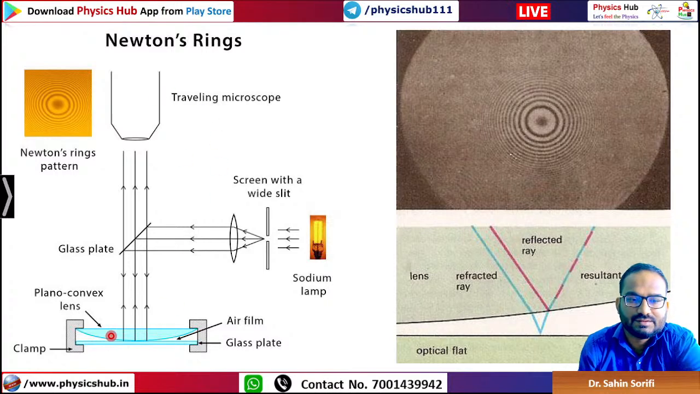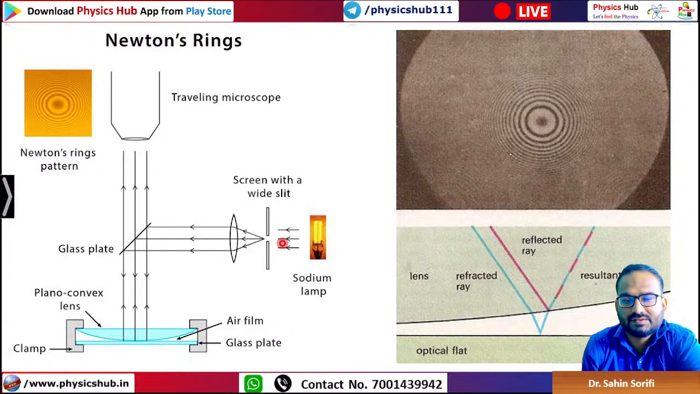Newton's ring arrangement consists of this plano-convex lens and a thin plate. This is very thin actually. An air film is there, so it is actually becoming a wedge shaped film, right? A wedge shaped film of varying thickness. Now a possible mechanism has been shared here.